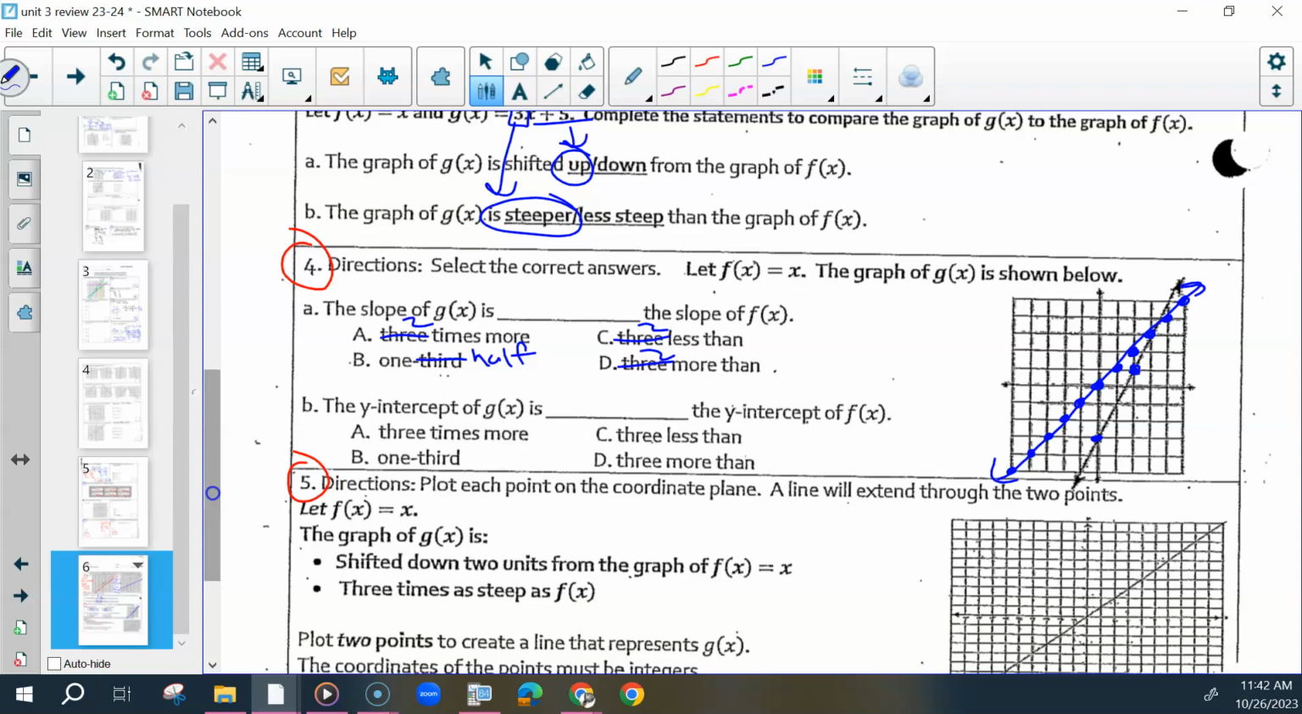So it can't be adding or subtracting. So 2 times more than, because the slope here is up 4 to the right 2, which will simplify to 2 over 1. So okay. The y-intercept is what compared to the original? Which of these apply? 3 less than. It moved down 3. Multiplication and division would not apply.